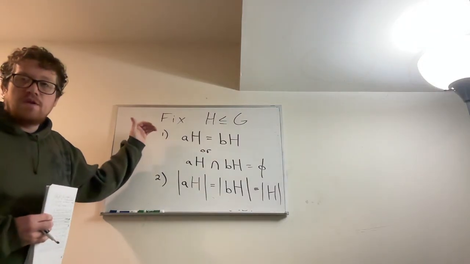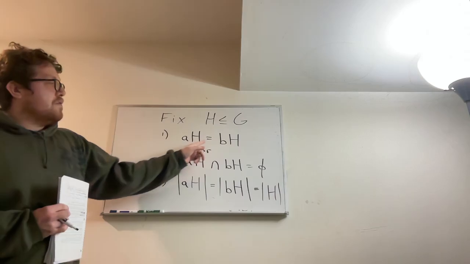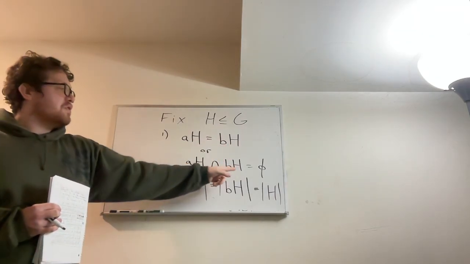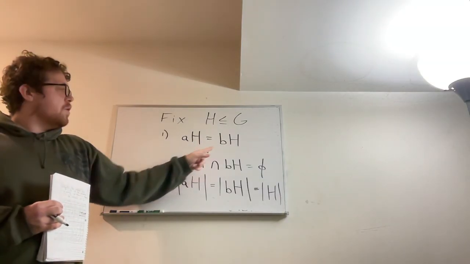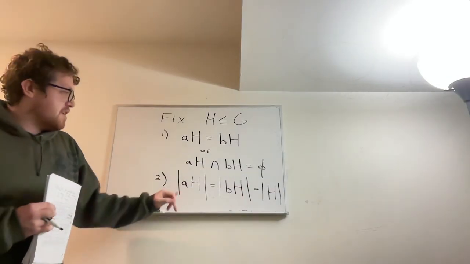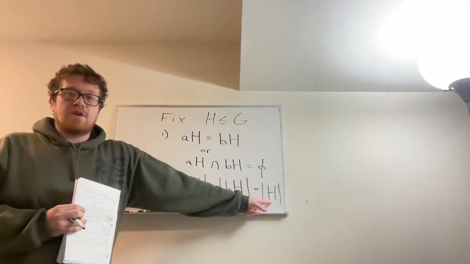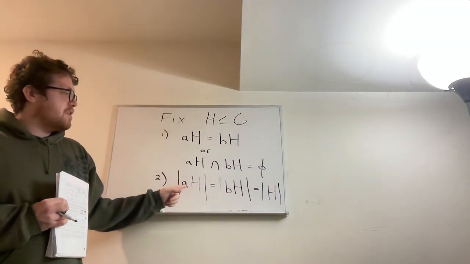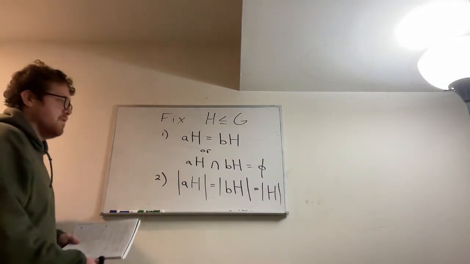So just to reiterate what these two important statements are saying: all of the cosets are either equal to each other or disjoint. So either AH equals BH, or they don't contain any elements in common. And the second statement is that all of the cosets have the same size. H is one of the cosets, and if I look at any other coset BH or AH, they have the same size, or the same number of elements if it's finite.